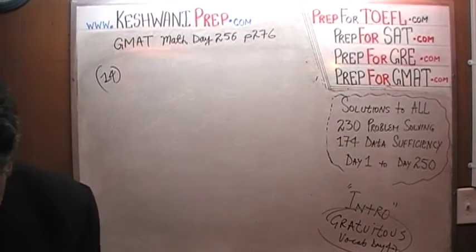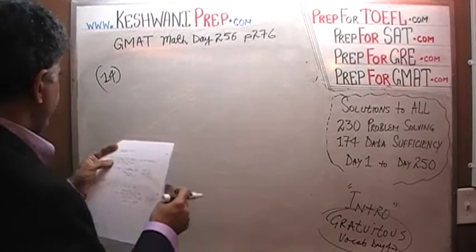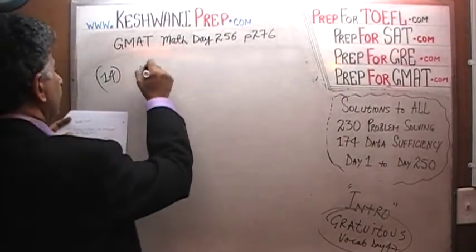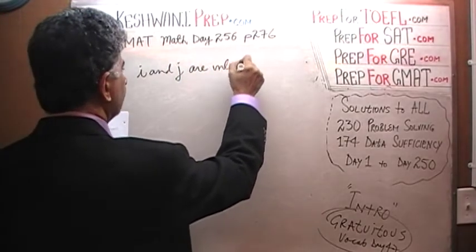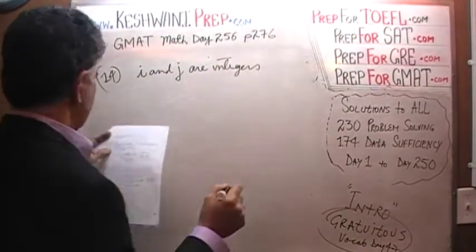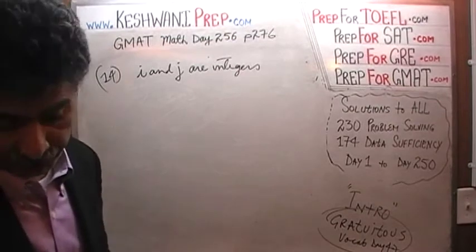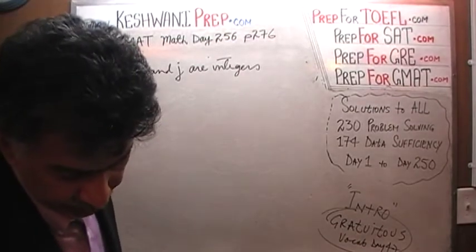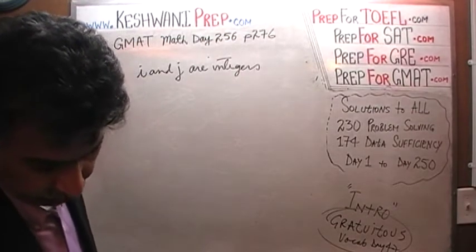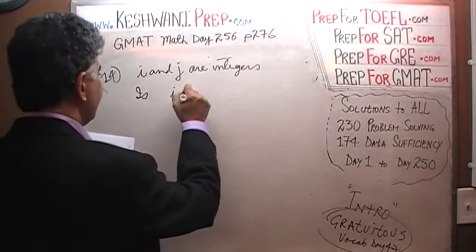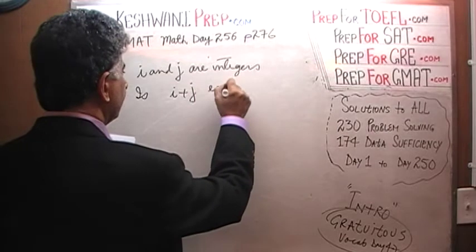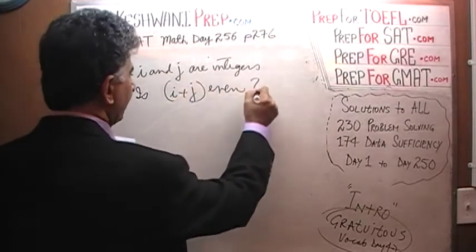Let's see what number 14 says. I and j are integers. It doesn't say they are positive integers, you understand? All it says is that I and j are integers. And the question is, is I plus j even? Is this quantity even, they are asking.